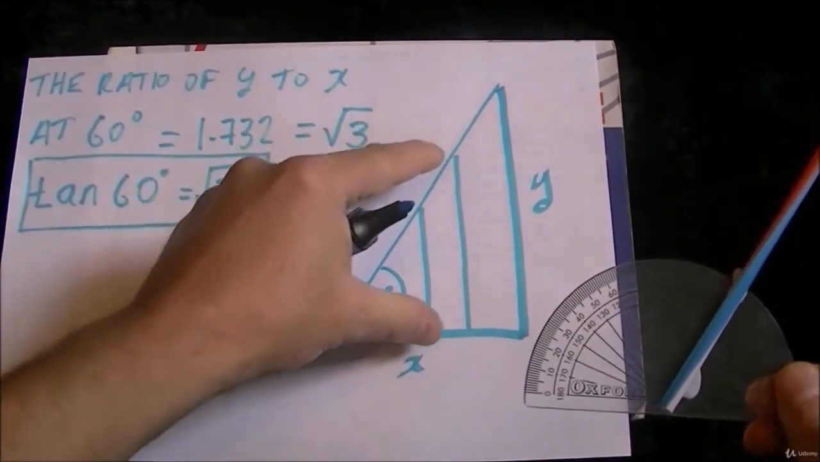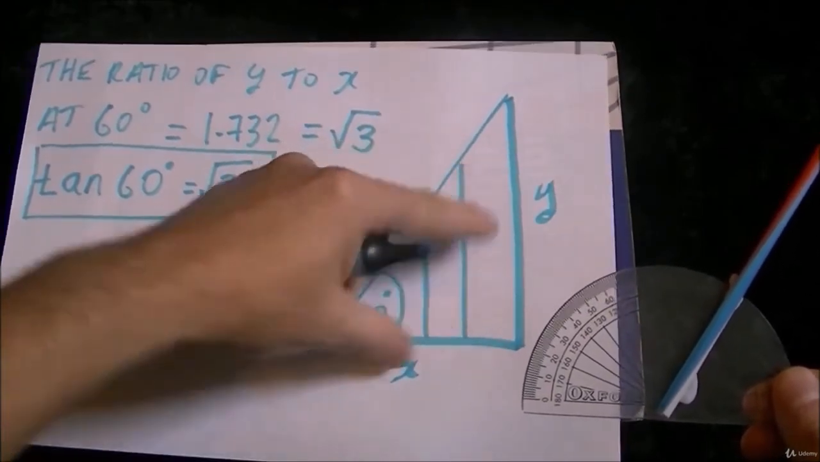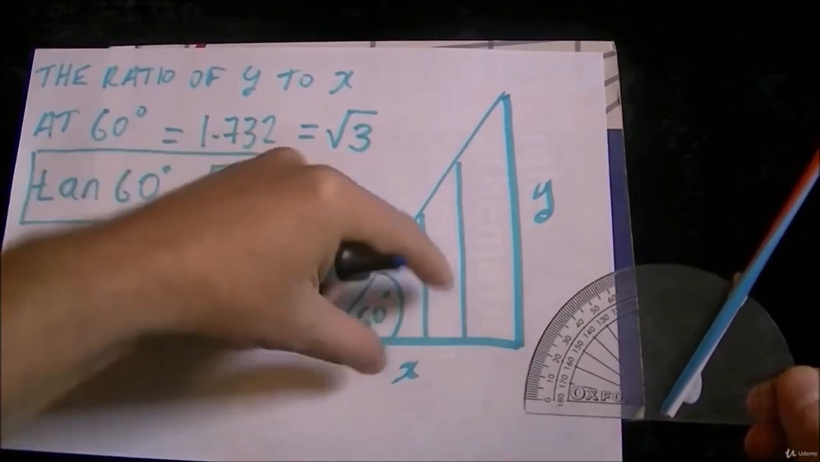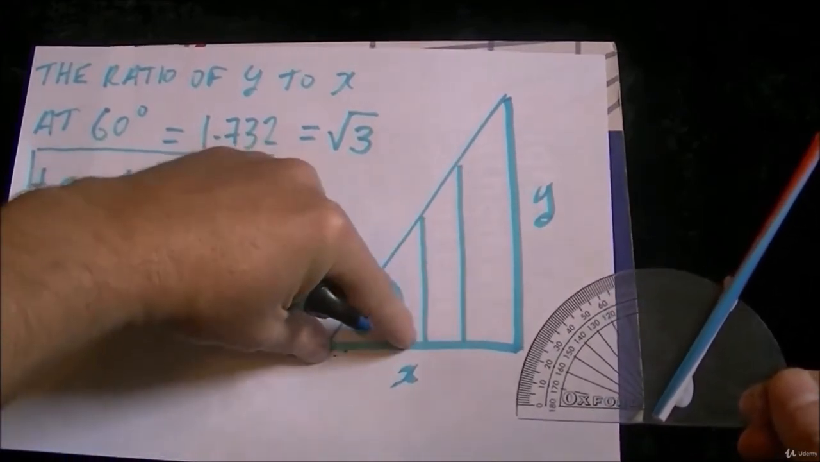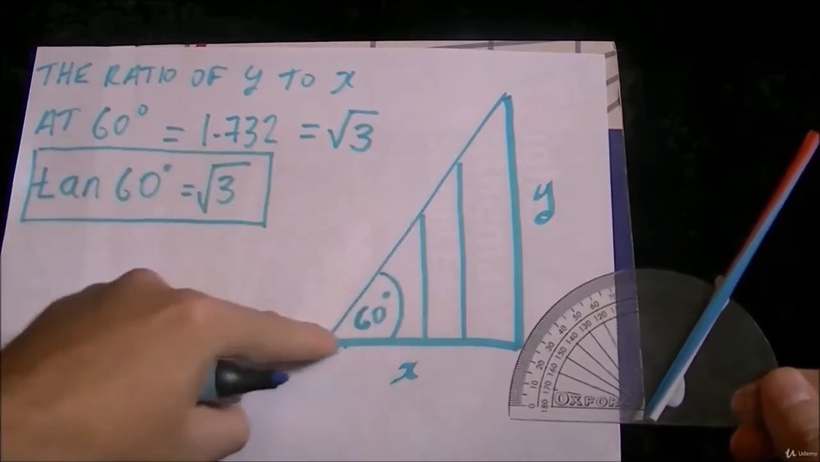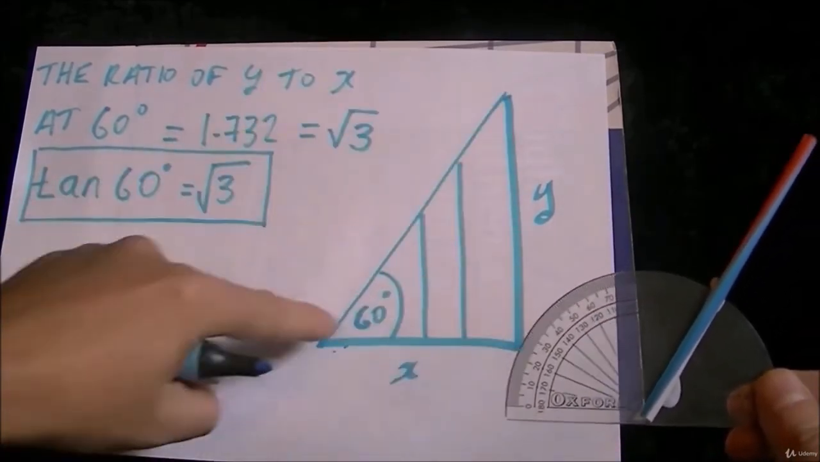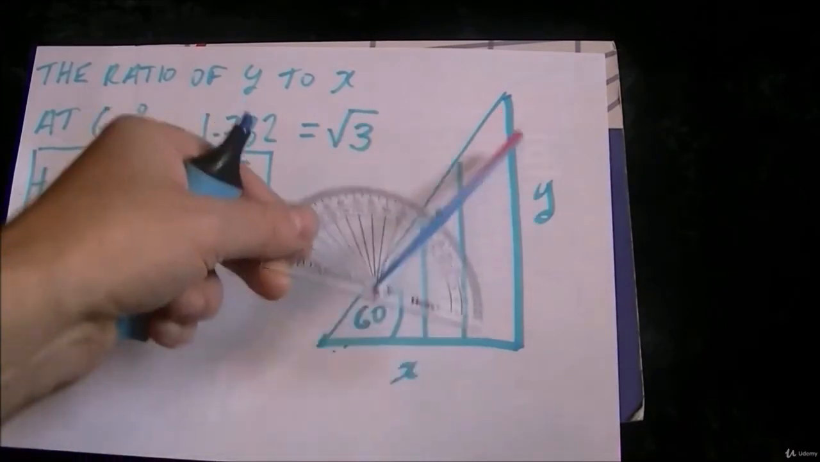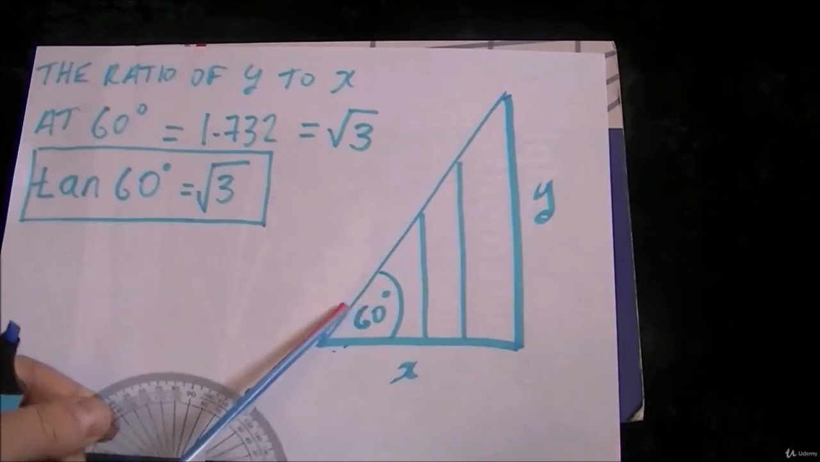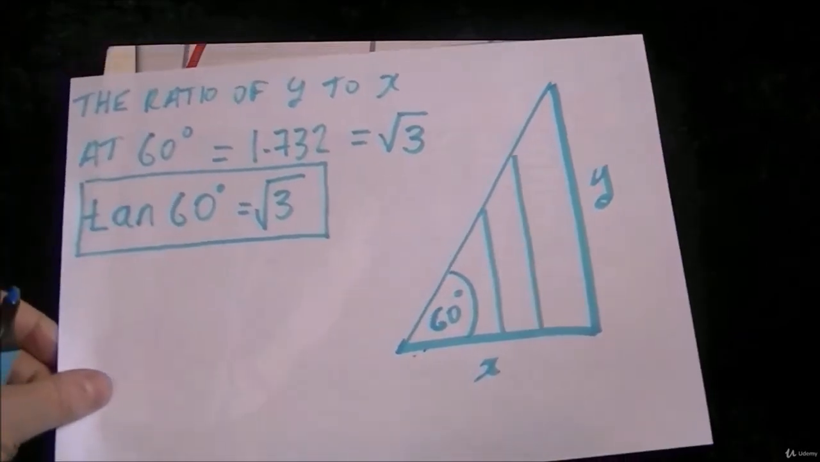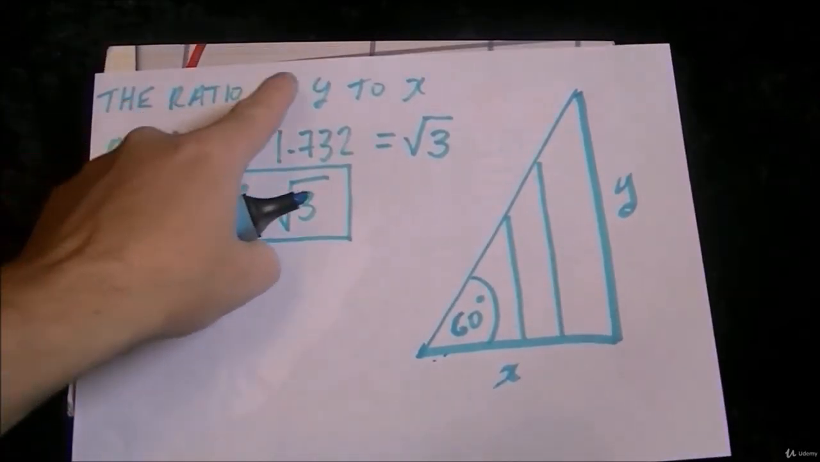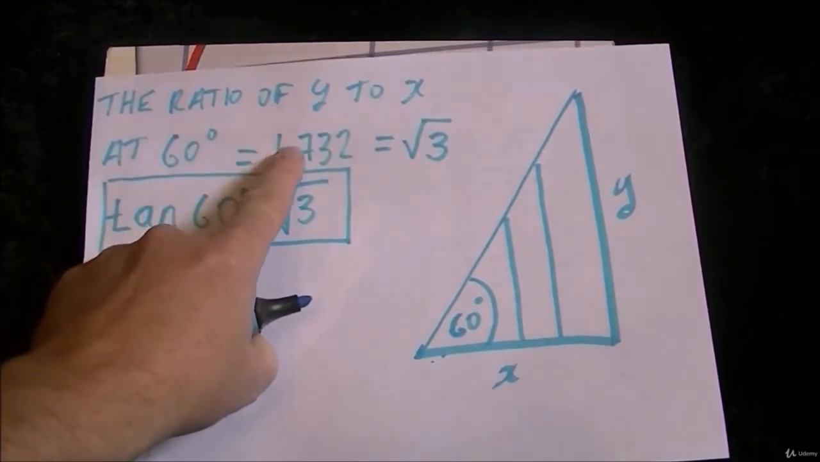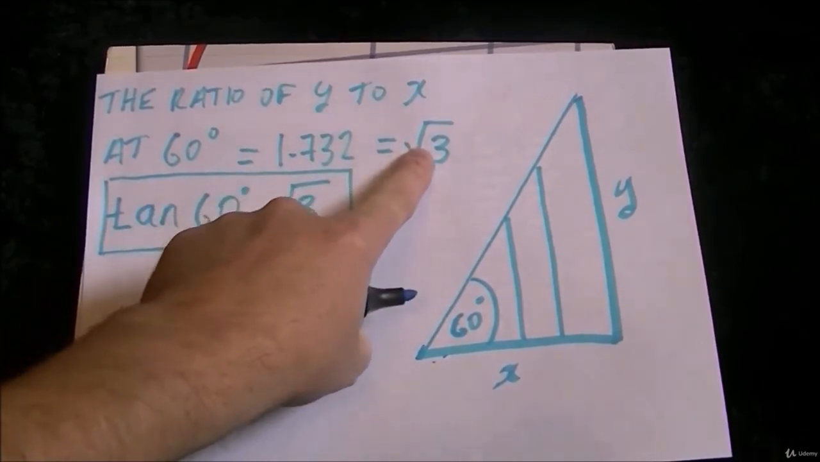Now the same would happen if you measured this distance here to this distance here, or if you measure this distance here to this distance here, you would get root 3, because these triangles are all similar. So it means then that we can work out the height of this mountain at 60 degrees, if we just notice that the ratio of y to x at 60 degrees is always 1.732, which is root 3.